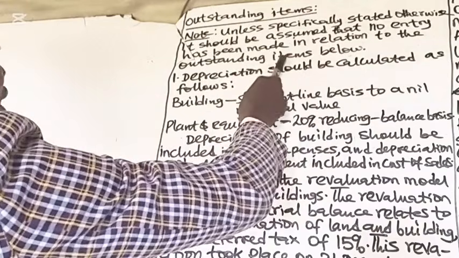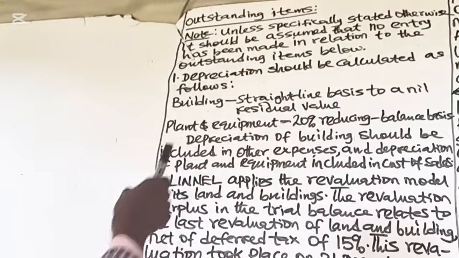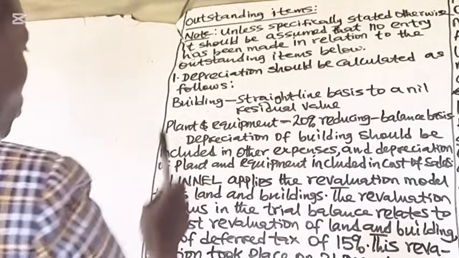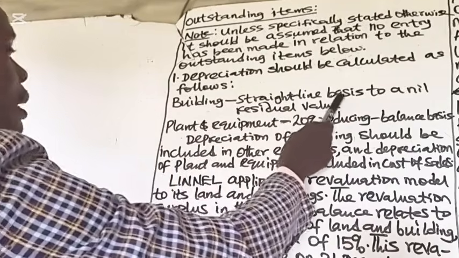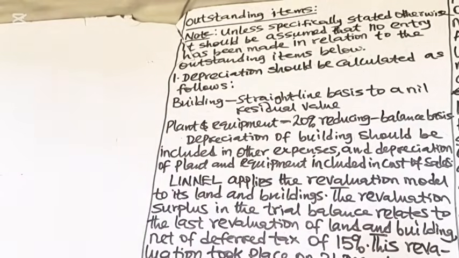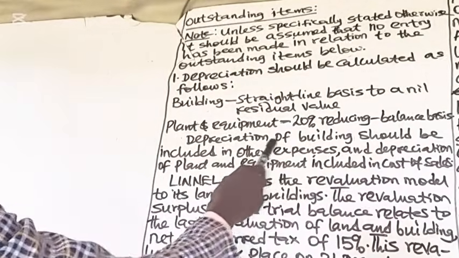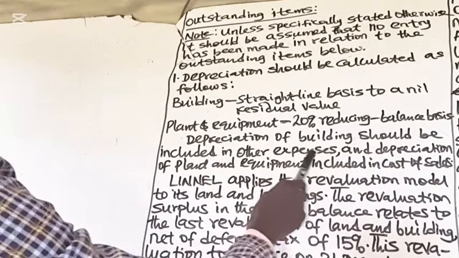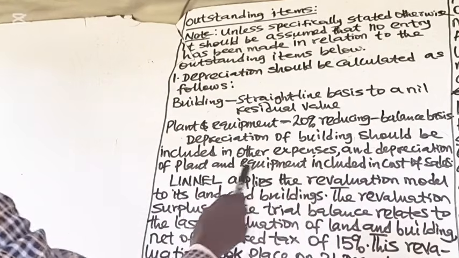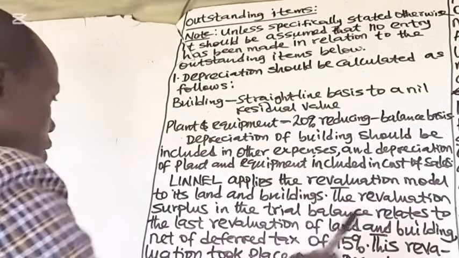to the outstanding items below. 1. Depreciation should be calculated as follows. Building, straight line basis to a nil residual value. Plant and equipment, 20% reducing balance basis. Depreciation of buildings should be included in other expenses and depreciation of plant and equipment included in cost of sales.